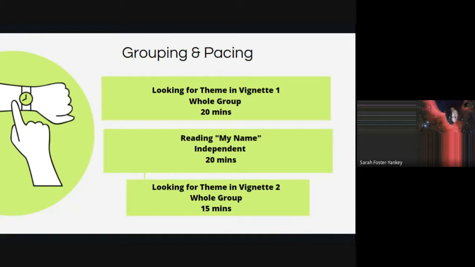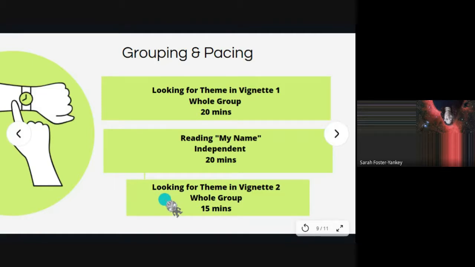From there, they're going to be going to Writer's Journal 2.5, and they are comparing the theme of Vignette 1 to the theme of Vignette 2. So the teacher is reminding students, and I'm sorry, we're in the last component here, 15 minutes.